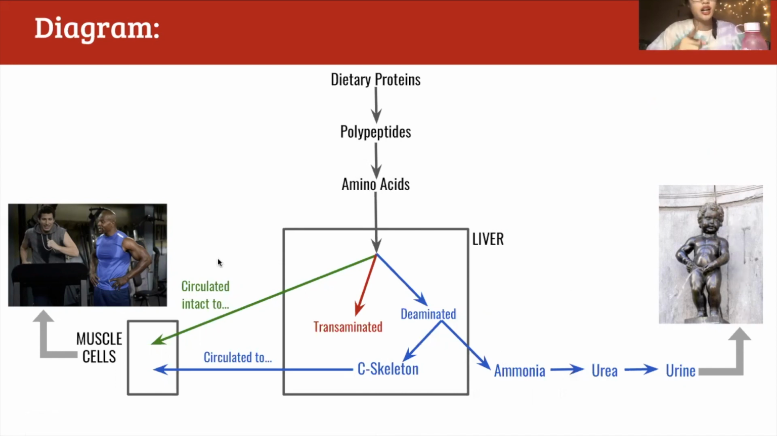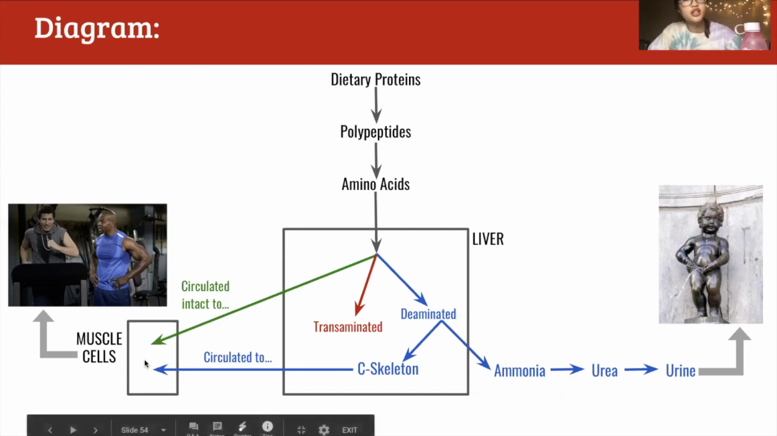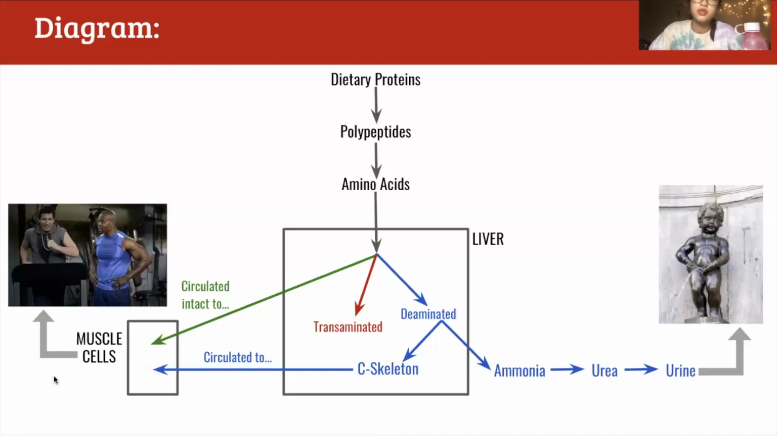Mannequin piss, art reference. The C skeleton, on the other hand, is also taken to the muscle cells and used in the citric acid cycle to produce ATP, which is what is powering Jake through his, what I would say is an intensive cardio set. So that's about it for protein metabolism. As I said, not a lot of content in this one, but still important to know.